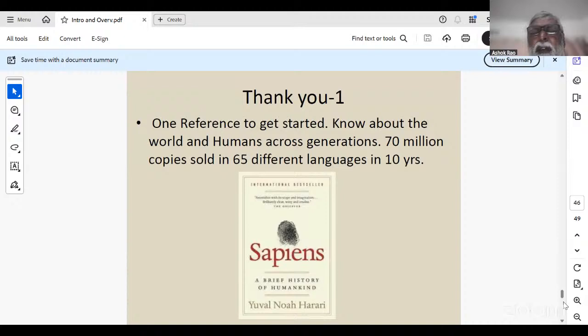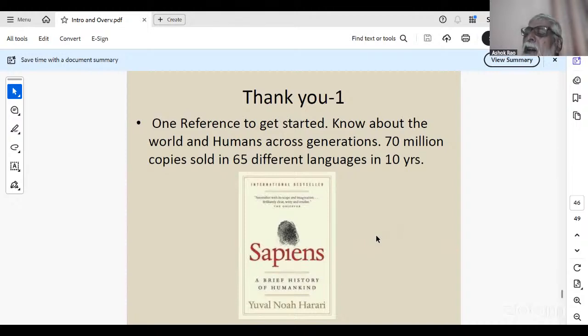This is one book which will tell you about entire human evolution and knowledge systems of the entire world. And it's one of the most important books written in the last 50 years, because it was published in 2014. In 10 years, close to 70 million copies have been sold, and it has been translated into 65 different languages in the world. The only language in India which it has got translated to is Tamil. Amazing book.